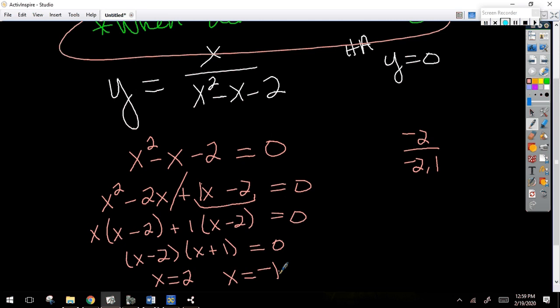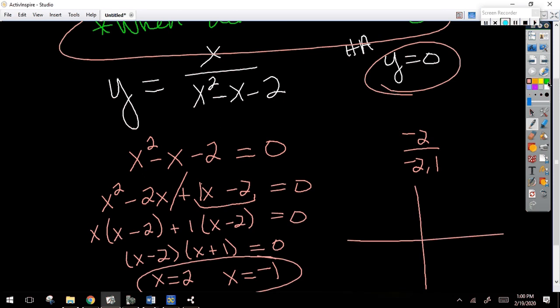So here's what this tells me. I've got 3 asymptotes altogether. I've got a horizontal asymptote, y equals 0. I've got 2 vertical asymptotes, 2 and -1. So whatever else is going on with this graph, y equals 0, x equals -1, and x equals 2. Does everybody see how we got those?